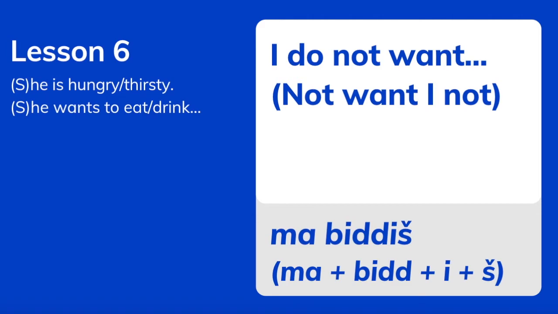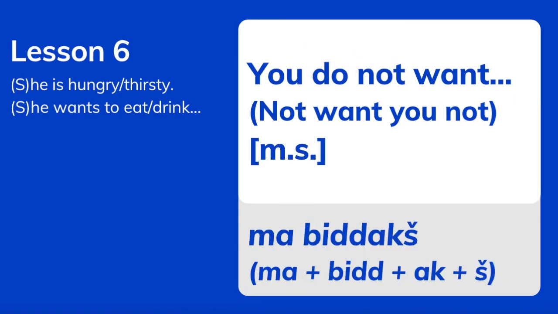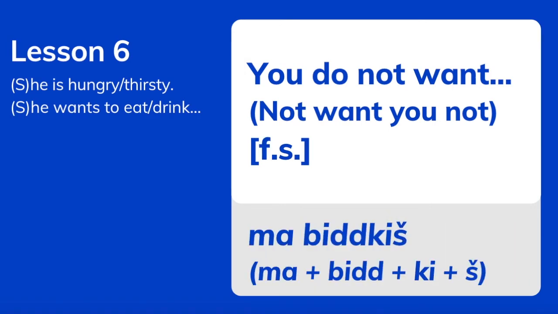Now we've learned that I do not want is ma bidish. Literally, not want I not. The ma and the sh at the end both mean not. So I do not want is literally not want I not. Ma bidish. You do not want is ma bidaksh. And for a female, ma bidkish.